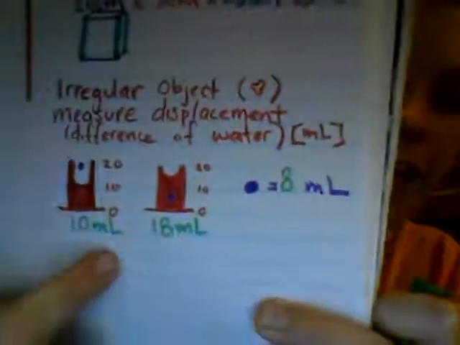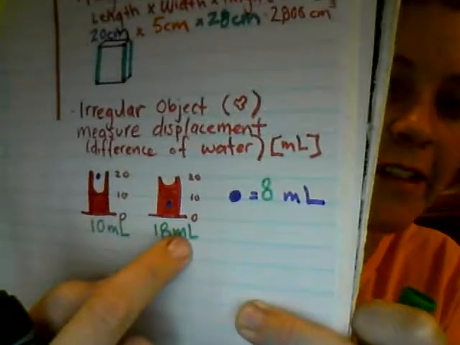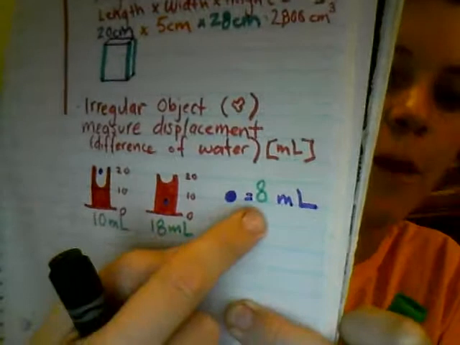So that means the ball started at 10. When we added the ball, it got to 18. That means the ball must have been 8 milliliters for its volume. It took up 8 milliliters of space. So we're going to write that in our notebooks. Started at 10. When we added the ball, the water grew by 8. So we know that the ball must have been 8 milliliters of volume.